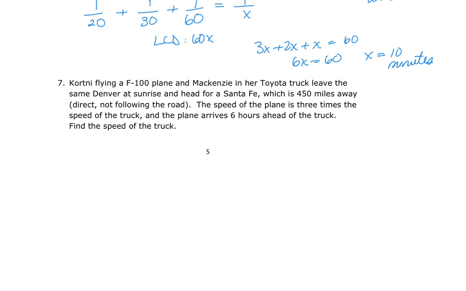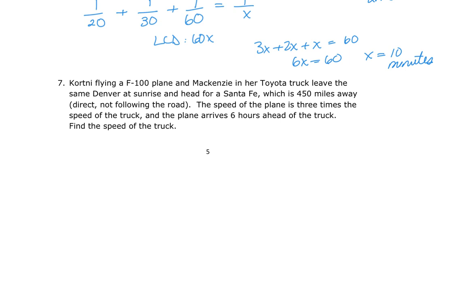So Courtney is flying an F-100 plane, and Mackenzie is in her Toyota truck. They leave the same Denver at sunrise and head to Santa Fe, which is 450 miles away, direct, not following the road. The speed of the plane is 3 times the speed of the truck. The plane arrives 6 hours ahead of the truck. Find the speed of the truck.